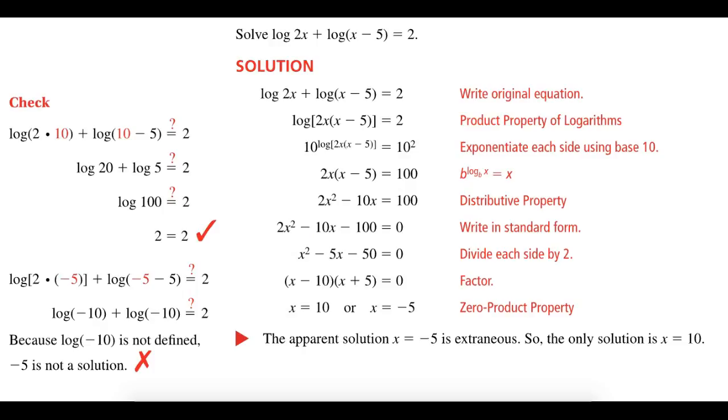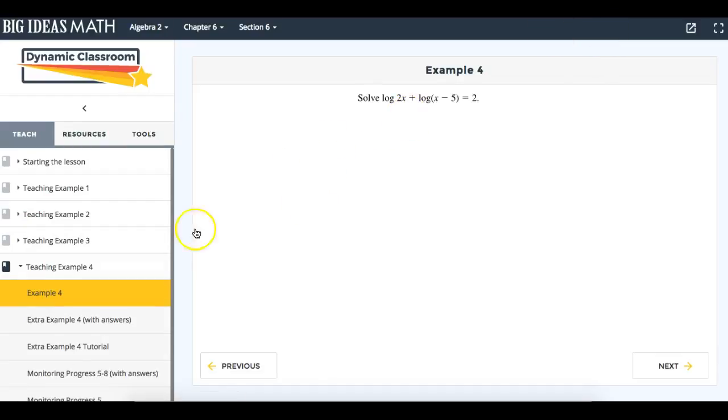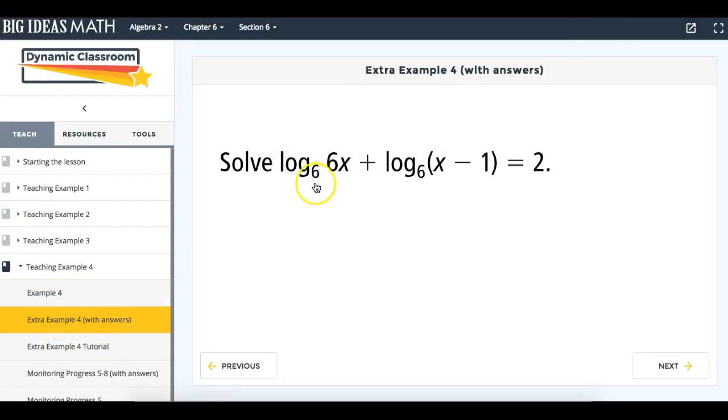So to practice this, let's look at this example right here: log base 6 of 6x plus log base 6 of x minus 1 equals 2. Go ahead and use the same concepts to solve this one. Write your answer down in the form of x equals whatever you get. Make sure you check if you get multiple solutions or if you get down to a quadratic and you factor to solve. Always make sure to check to see if any answers you get are extraneous, and then only write your final solution down as a correct one.